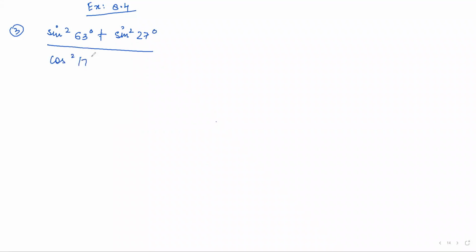Yes, Hamna, can you hear me now? Anyway, exercise 8.4 we are doing. Question number 3 today. The first question is: sine square of 63 degree plus sine square of 27 degree, divided by cos square of 17 degree plus cos square of 73 degree. Now you have to simplify this.